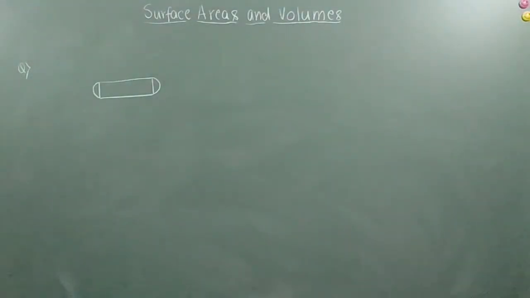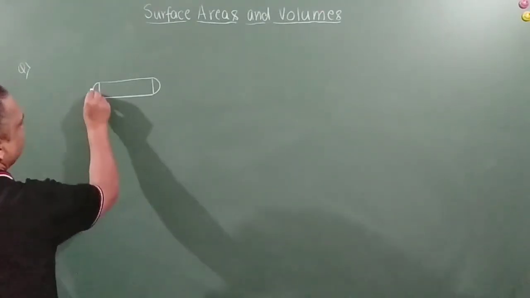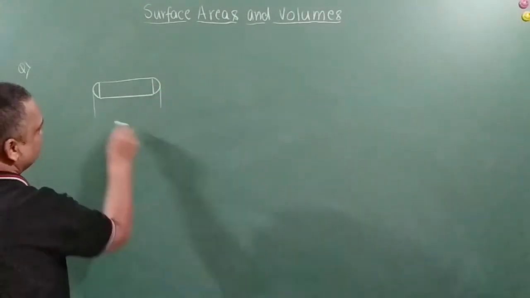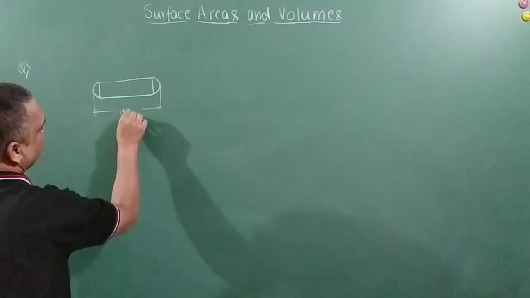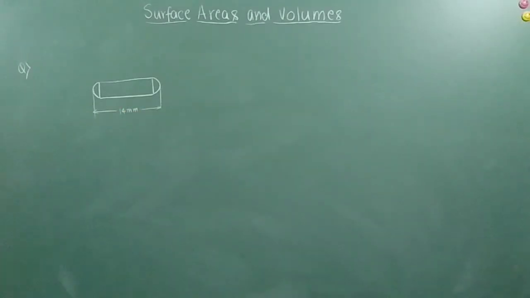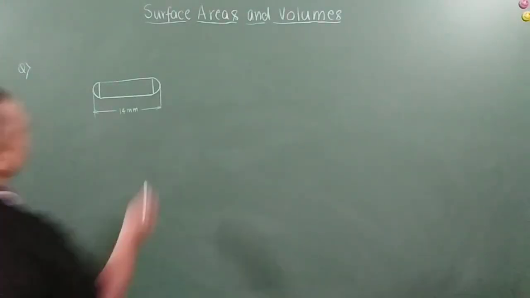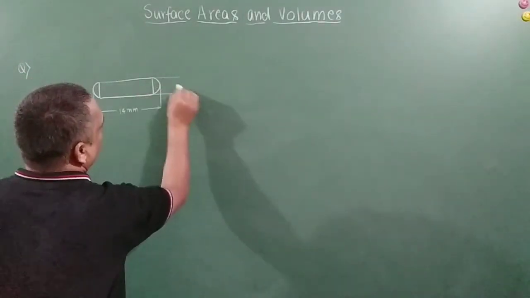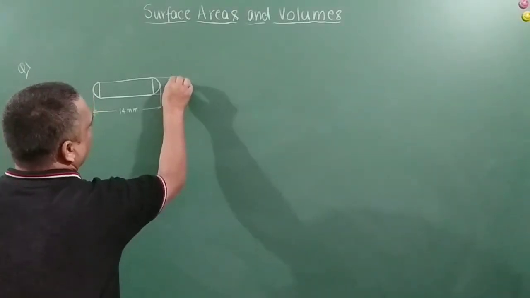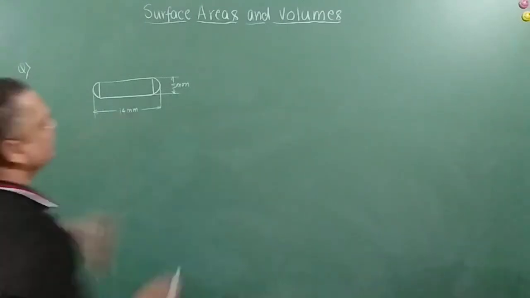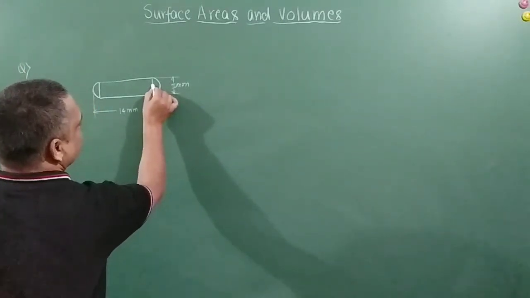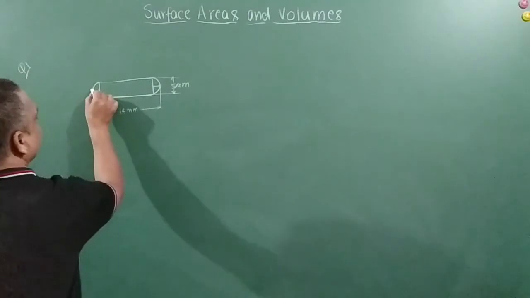Okay, and what is the entire length? Entire length is 14 mm, right? That means from here to here it is 14 mm. And what is this given? Dia of the capsule is 5 mm. So once it is 5, this also becomes 5, right? So this becomes 2.5, and this becomes 2.5.